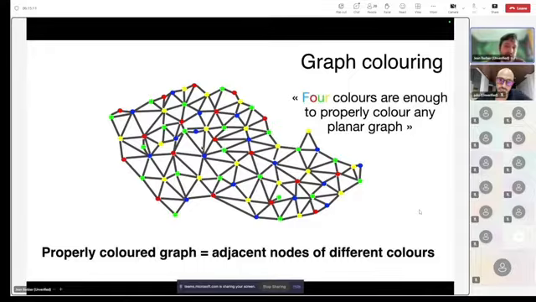So a planar graph means a graph like this, where no edges cross, okay? And you can always map a planar graph onto an actual map, okay? So it's a graph that you can draw on a plane, on a sheet of paper, such that the edges do not cross, okay? And the properly colored graph is, of course, a choice of colors for the nodes such that adjacent nodes are of a different color.